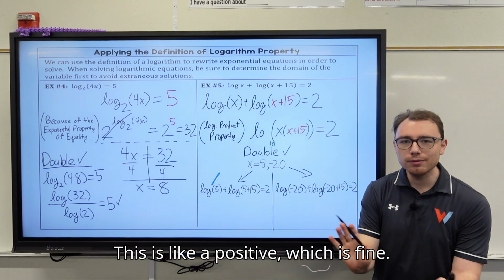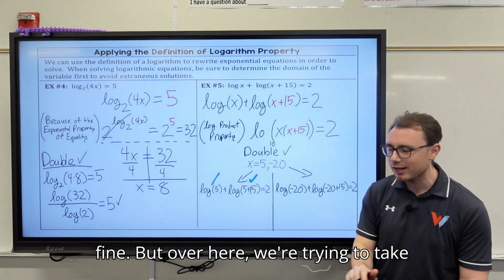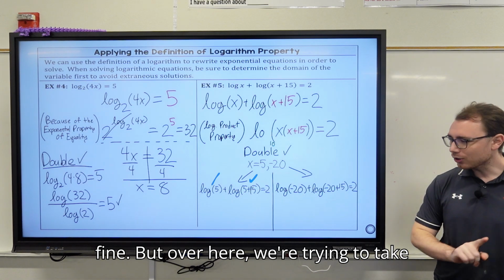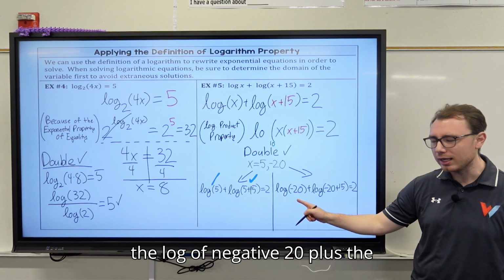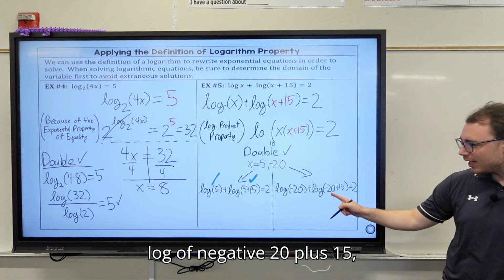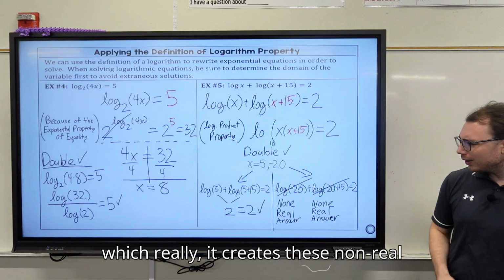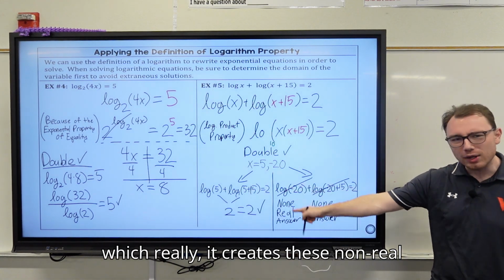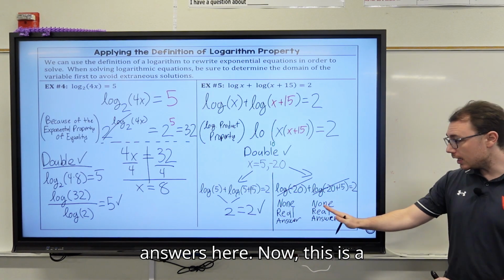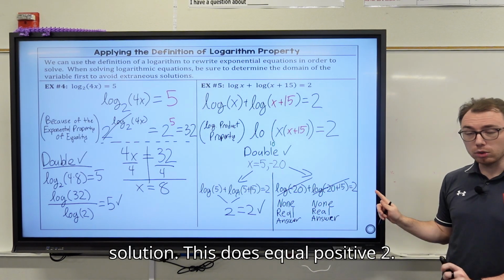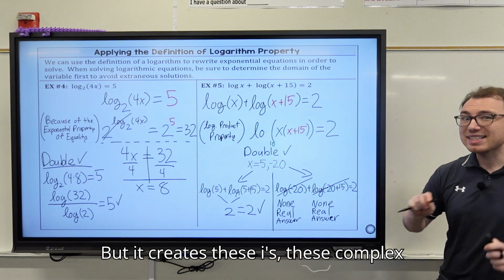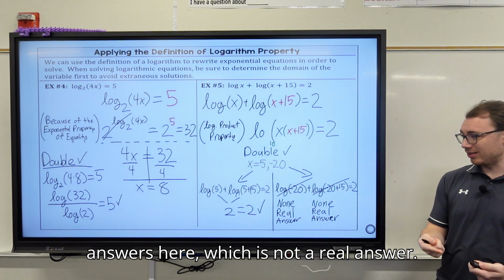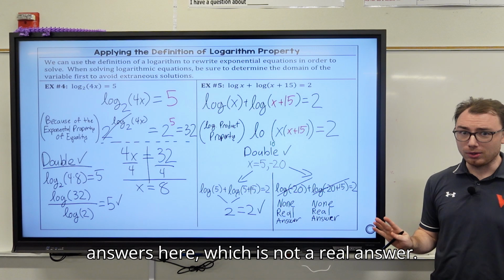This is a positive number, which is fine. But over here, we're trying to take the log of negative 20 plus the log of negative 20 plus 15, which really creates these non-real answers here. Now, this is a solution. This does equal positive 2, but it creates these i's, these complex answers here, which is not a real answer.